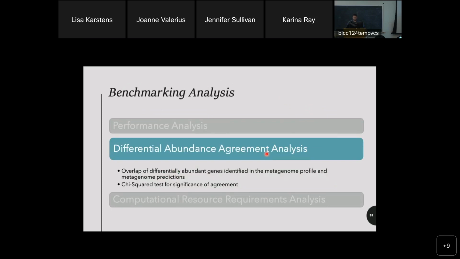So next, we can take a look at the results from differential abundance agreement analysis, and this measures the overlap, or the agreement, of differentially abundant genes identified in both the metagenome profile and the metagenome predictions. And I used a chi-squared test to test for the significance of this agreement. This analysis sheds light on the predictive power of metagenomic inference tools and specifically evaluates whether results from differential abundance analysis based on WGS can be replicated using metagenomic inference.